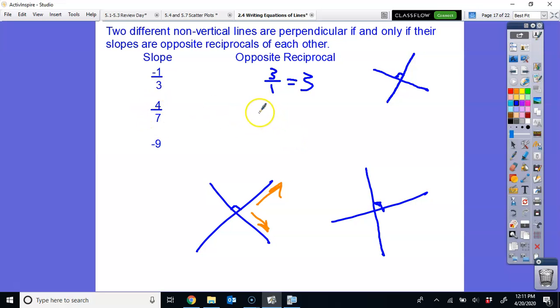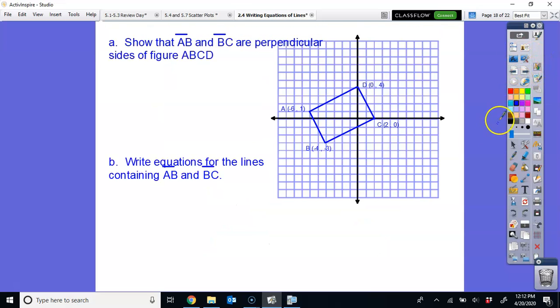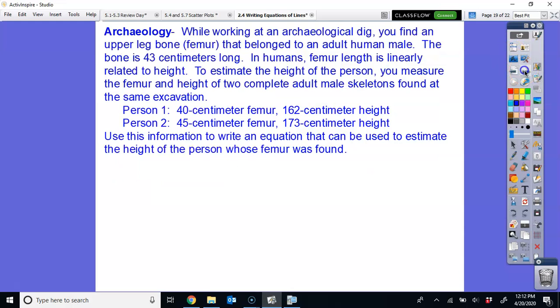4/7, opposite and reciprocal, would be -7/4. -9, opposite and reciprocal, would be positive 1 over 9, because it's 9 over 1 in case you didn't know. So perpendicular means the slopes will be opposite and reciprocal of each other. So anytime you want to find an equation of a line that's perpendicular to something else, you use the slope and you use the opposite and reciprocal slope.